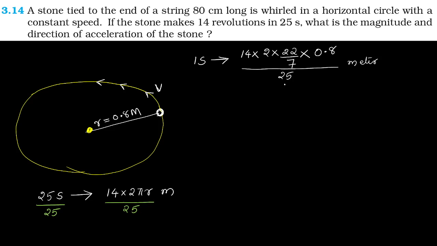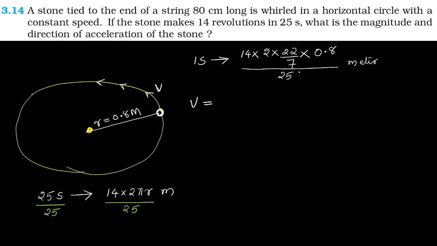Is it the velocity? Is it the speed? What do you mean by speed? Speed of the stone: in 1 second, how much distance is traveled by the stone? That is speed, the linear speed. So the right-hand side is nothing but the speed of the stone. I can simplify it.